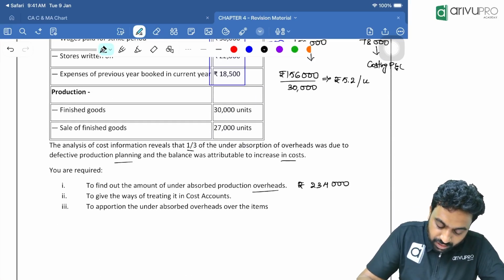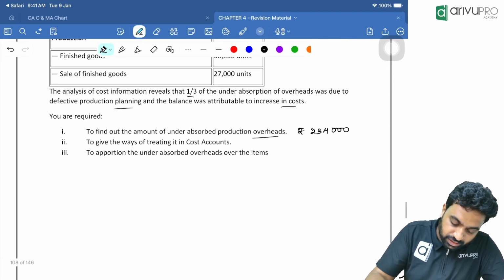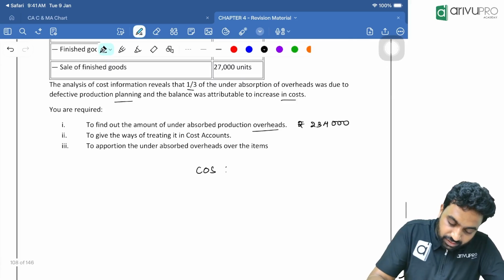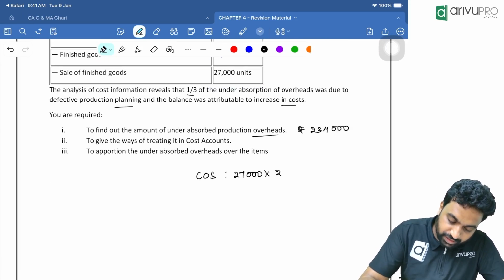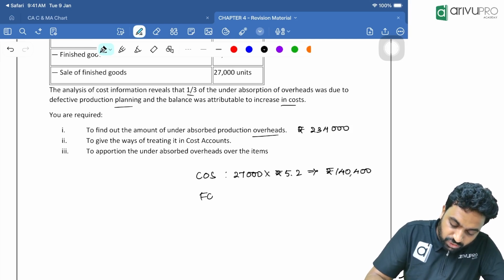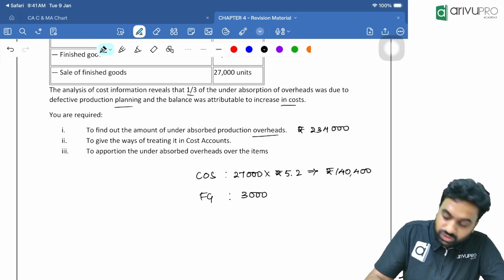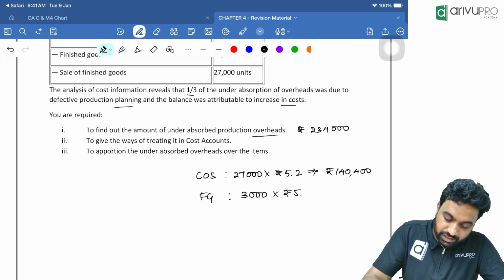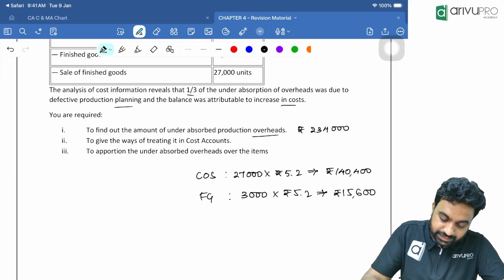Now first, to find out the amount of under absorption of overhead, rupees 2,34,000. To give the way of treating in cost accounts, cost of sale should be debited. To what extent? 27,000 into rupees 5.2, 1,40,400. Finished goods account to be debited with 3,000, because you produced 30,000, you sold 27,000. 3,000 is in closing. 3,000 into 5.2, 15,600. Got it?